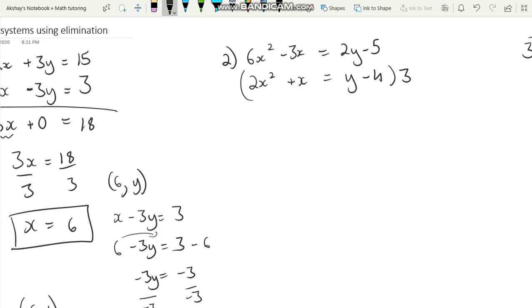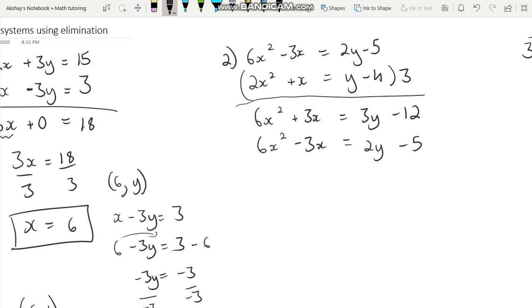To do so, I can times my second function by 3, which I would multiply each of my terms with using the distributive property. So I would have 6 plus 3x is equal to 3y minus 2. I'm doing this in an attempt to be able to isolate and eliminate one of my variables. So now I'm just writing down my first function back in. 6x squared minus 3x is equal to 2y minus 5.